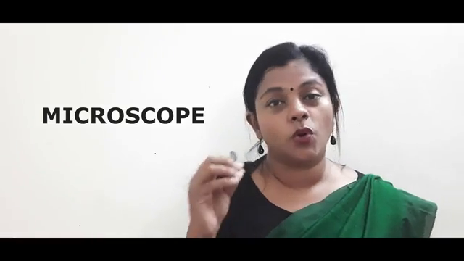Microscope is an instrument used to see very small objects, that is, things which are not visible to the naked eye. Now, with a microscope, the process of making small objects appear larger is called magnification.